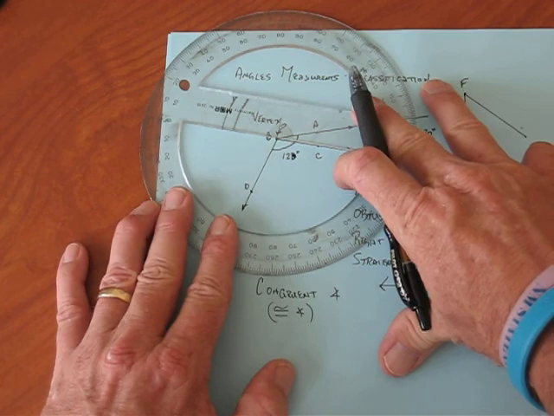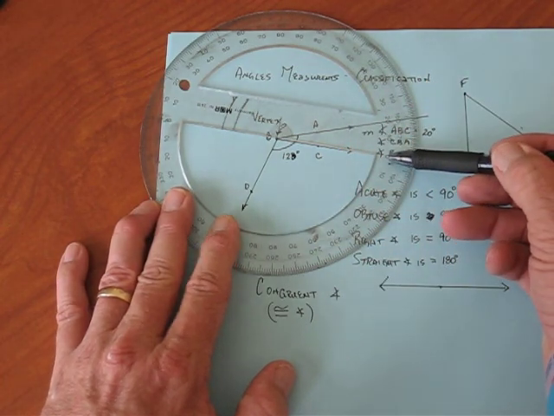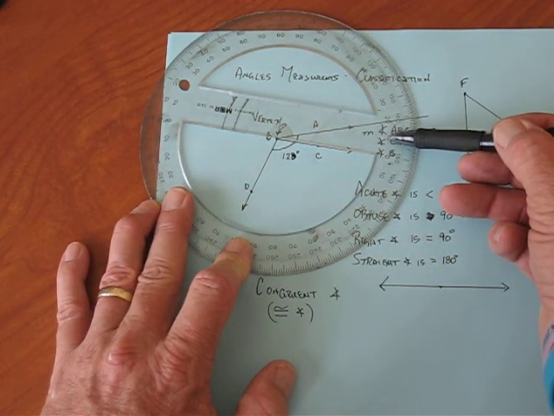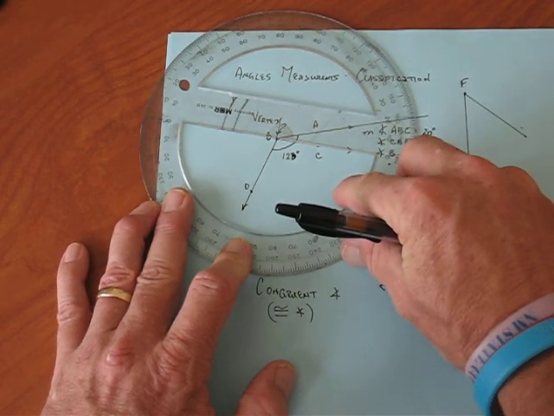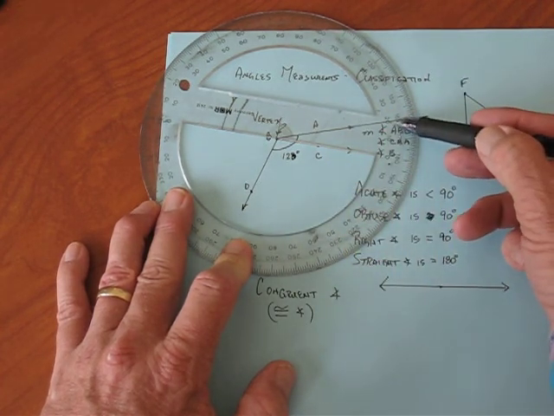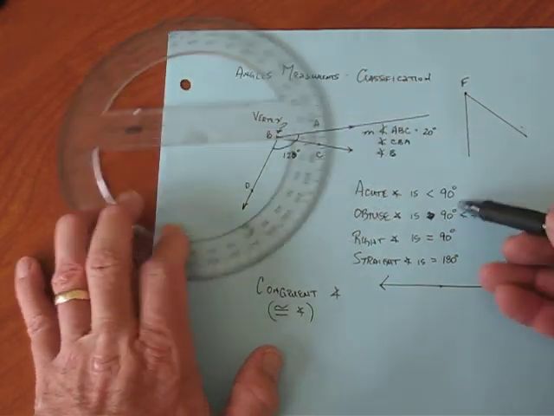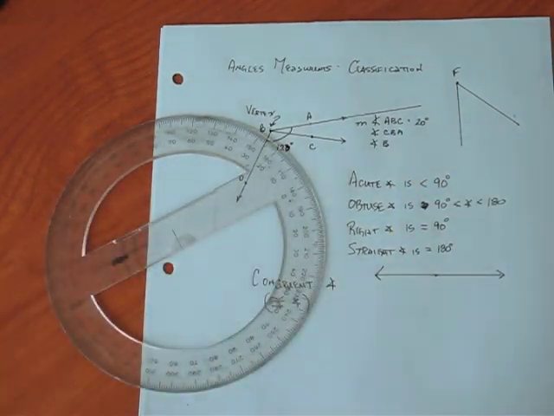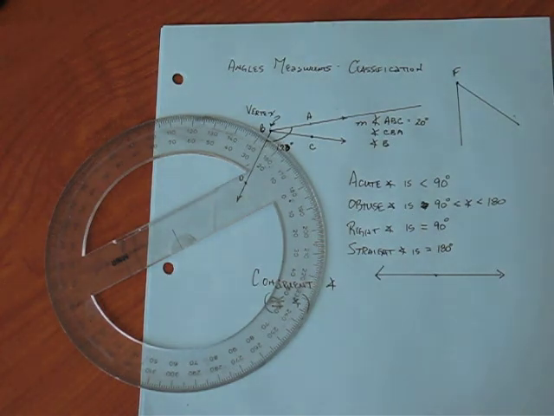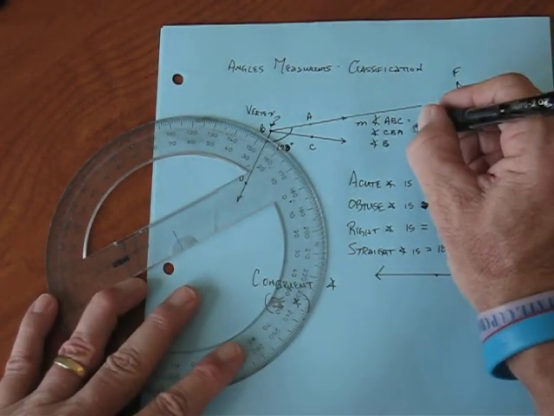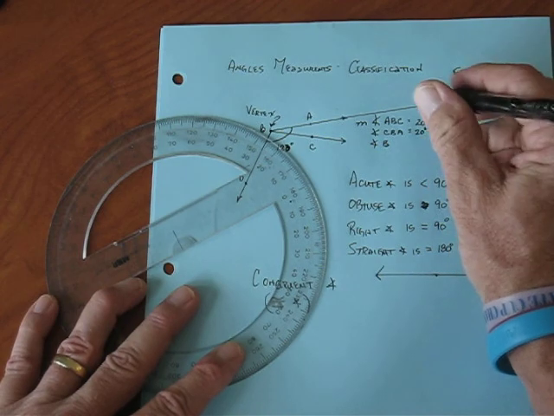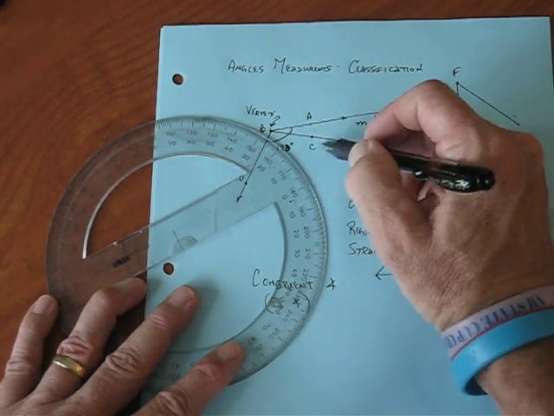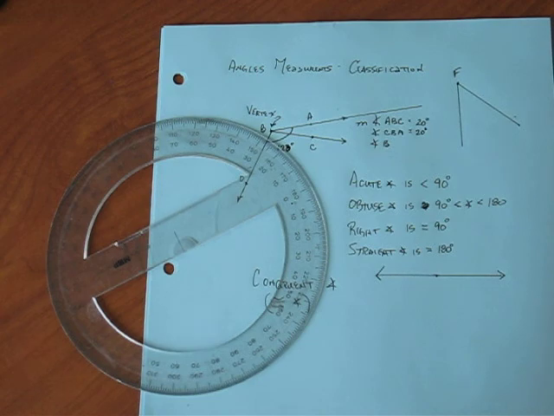Then I'm going to read from the smaller number. This says 0 degrees, and I read over to where the other ray is, and we're looking at it to be right at about 20 degrees. That's what we wrote there as the measurement of angle ABC. Angle BCA is the same angle, so it has the same measurement, as does CBA.